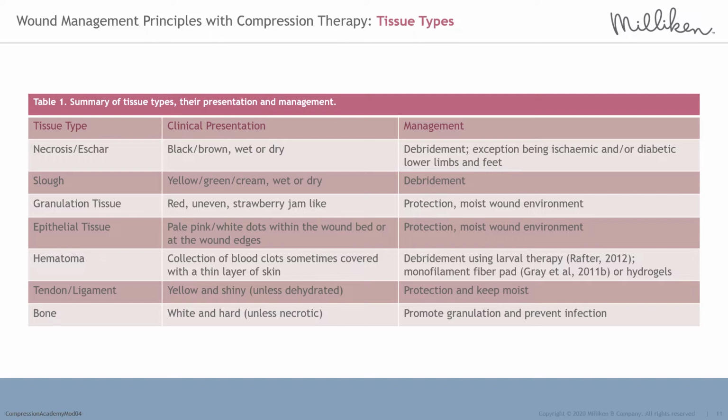also be performed. Tendon or ligament, usually yellow and shiny unless it's been allowed to dehydrate. Management strategy is that of protection and keeping moist. Bone, usually white and hard unless necrotic. Management strategy is to promote granulation to form over the bone and prevent infection.